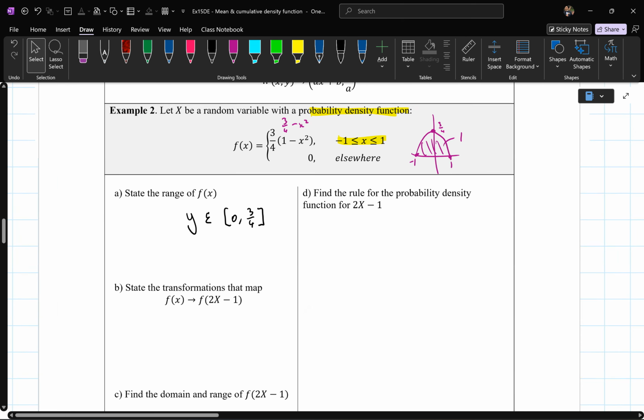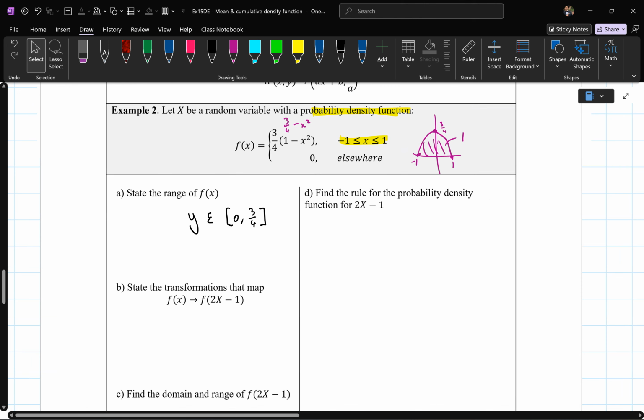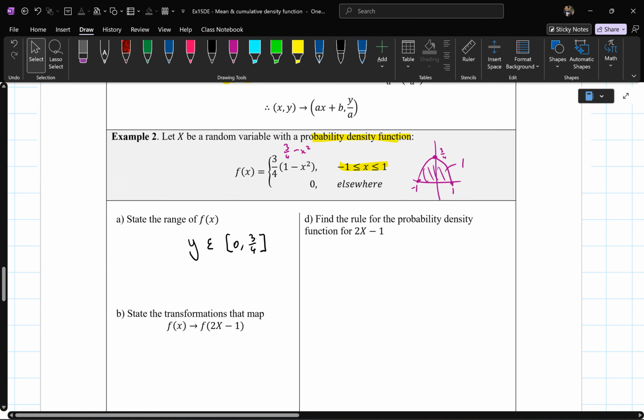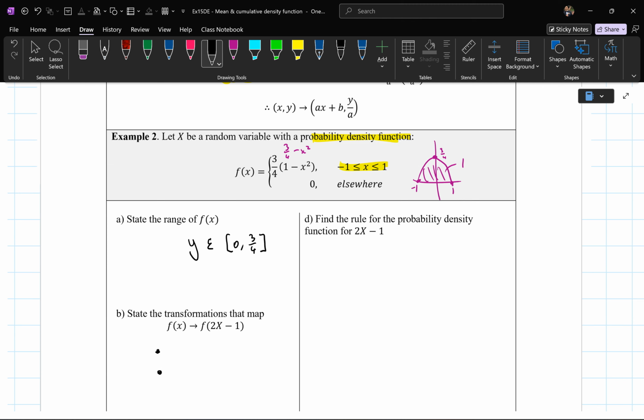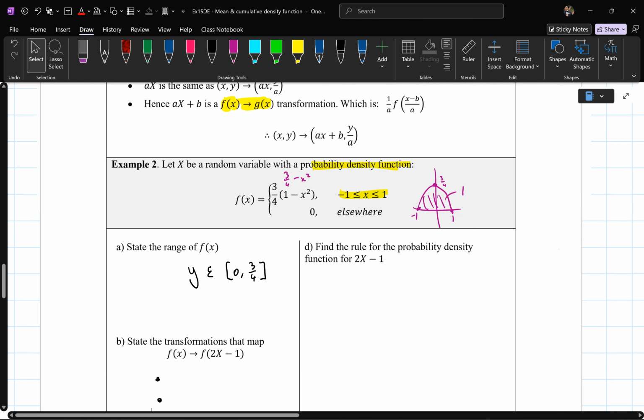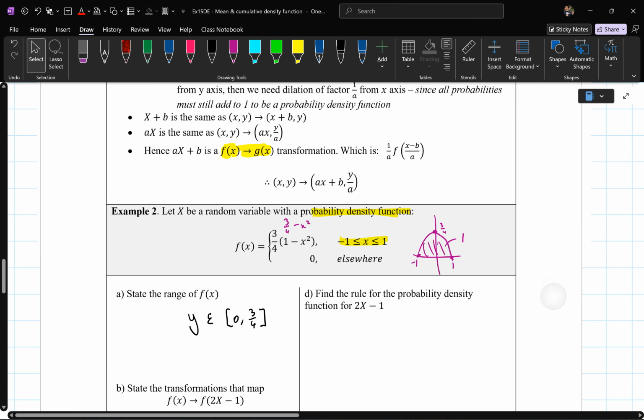Now, what transformations do we have? So again, you can use what I've just given you up there to read the transformation. But what transformations do we have? Say that again.